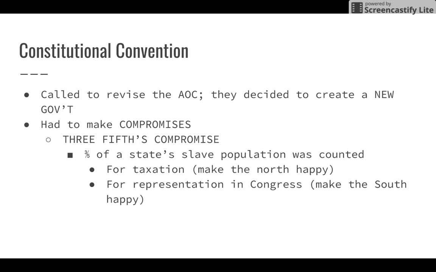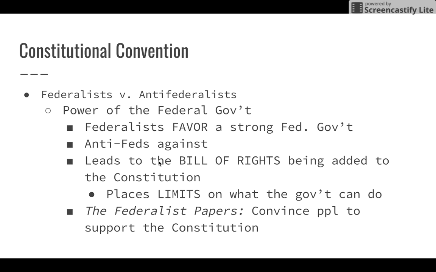All right? The very important Three-Fifths Compromise, which deals with the population of the slave states. Now, let's be clear. This had nothing to do with giving slaves rights. It did not make slaves citizens. All it did was count the population of those states and made slaves count for representation in Congress and for purposes of taxation.